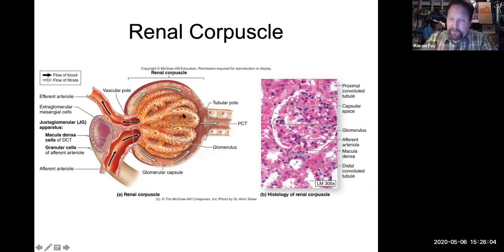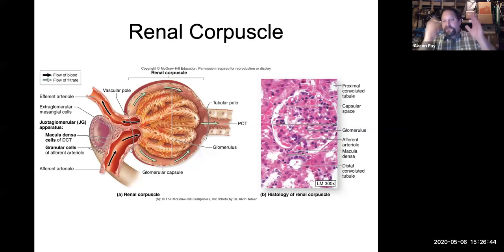That increases the pressure, which creates more filtrate. More filtrate being produced makes the filtrate more dilute. Conversely, if the filtrate is too dilute, you're making too much filtrate, making too much urine, the afferent arteriole, those smooth muscle cells can clamp down. They can vasoconstrict. That means less blood will enter the glomerulus, which means you'll have less filtration, less filtrate produced. That's going to cause the filtrate to be more concentrated, so you make the urine more concentrated.